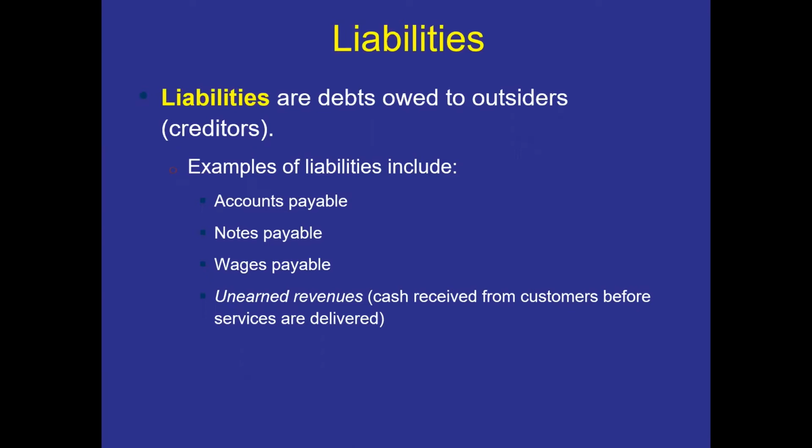Unearned revenue is cash received from customers before the service has been delivered. As you know, in accounting, we cannot recognize revenue until we perform the service or deliver the product to the customer. So if we receive cash in advance before we have done our part, it is considered unearned revenue, which is a liability because we still owe them that service. We still owe them that product that we need to deliver. That's why it's considered unearned revenue.